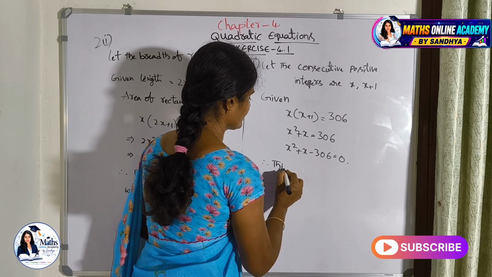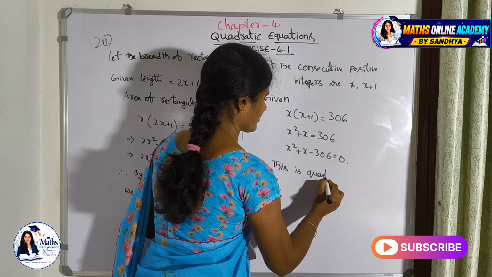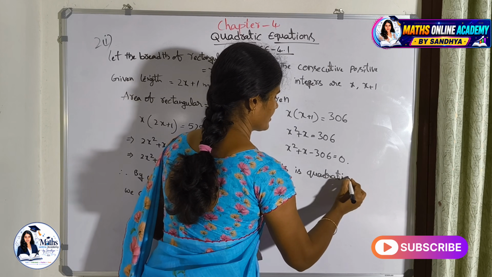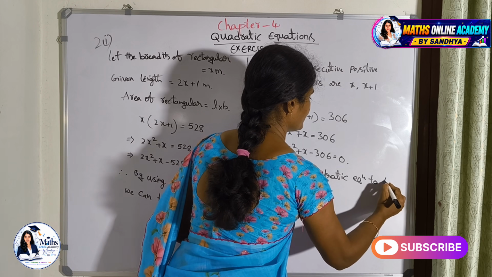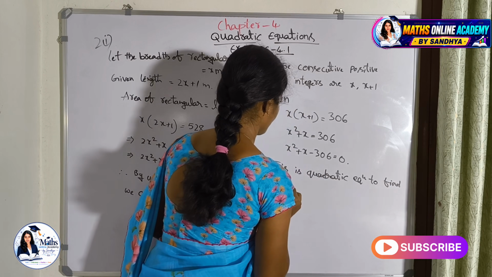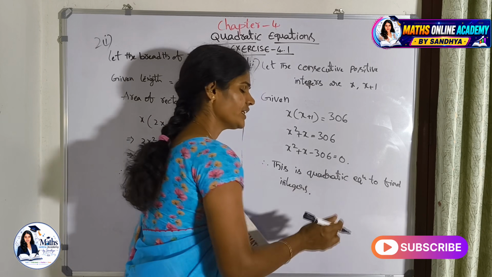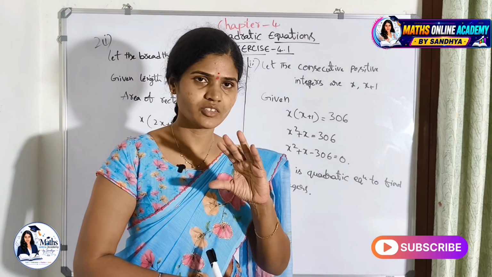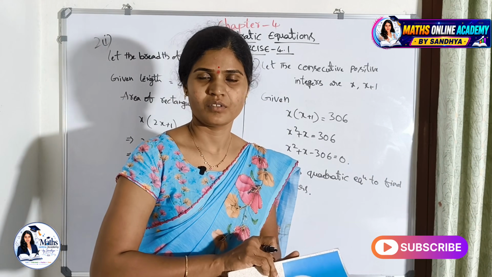This is the quadratic equation to find the integers. Here we need to find only the quadratic equation. No need of finding the integers. Okay.